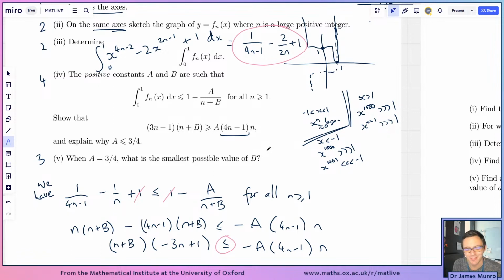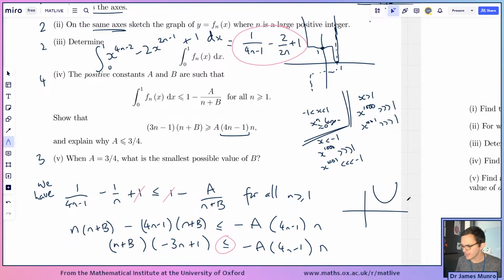Or if you prefer, shuffle everything over onto the right-hand side and make sure this is a quadratic that has a negative coefficient of n squared, an unhappy quadratic. Or shuffle everything over to the left and make sure that this is a positive quadratic, a happy quadratic, in order to be always positive, always bigger than or equal to 0. We're not out of the woods, having done that, of course. But we need some b factor to also make sure this is true.